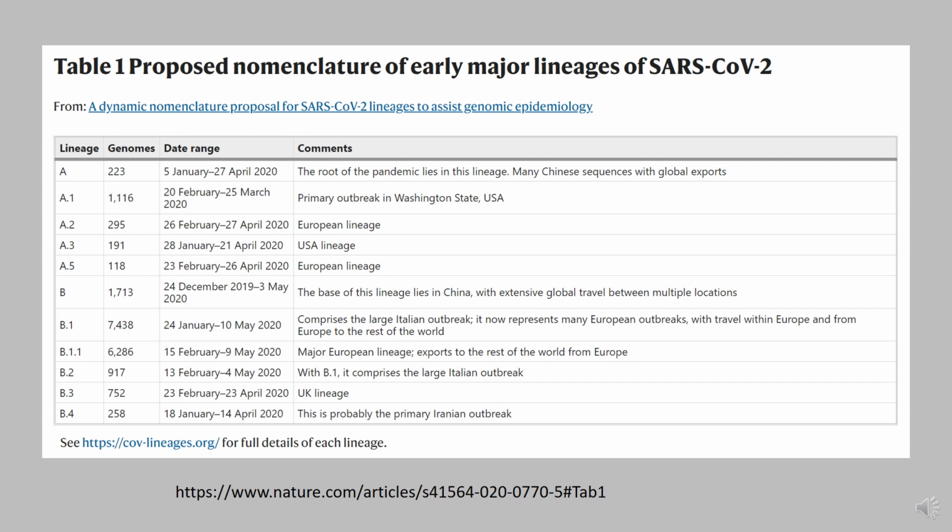Just as an example, lineage A is the root of the pandemic, and many sequences have been associated with lineage A. Lineage B and the subforms of this lineage, for example, B1, largely composed sequences that were detected in the Italian outbreak. B11 contains maybe most of the major European lineages, whereas B4 was probably a lineage that was detected in the primary Iranian outbreak. So this is combining both the genomic sequence and where these virus lineages were located in the world.